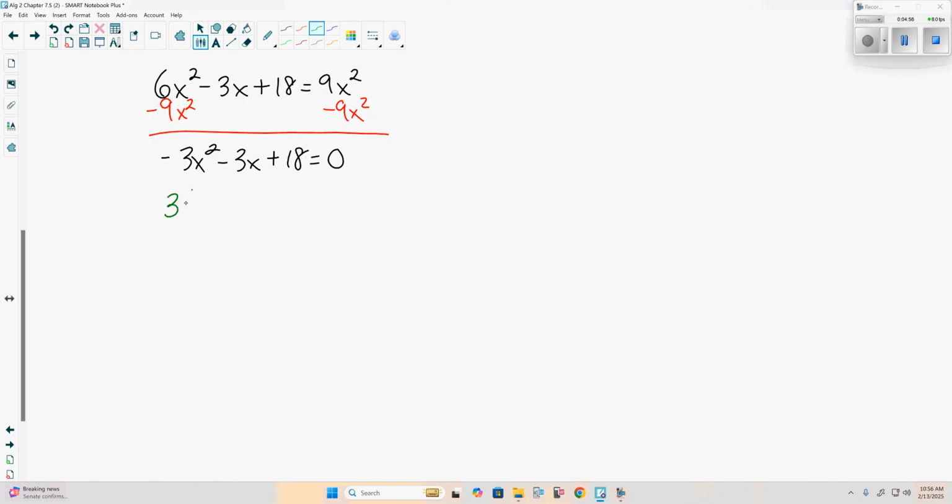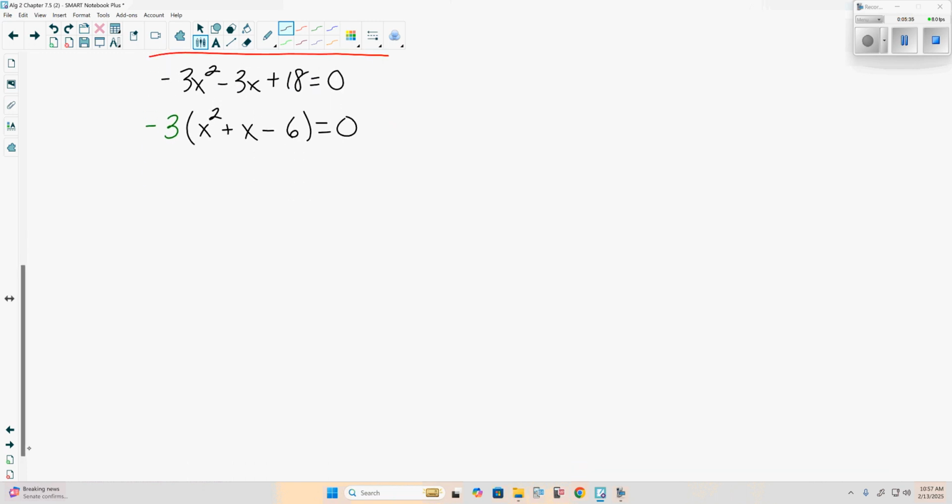More specifically, I'd factor out a negative 3. The reason I do negative 3 is because if we're going to factor it, I want the number in front of x squared to be positive. It's going to make factoring nicer. So factoring the negative out is going to flip all of our signs. x squared is going to go from negative to positive. x is going to go from negative to positive. Our constant term 18 is going to go from positive to negative. And then we'll have x squared plus x minus 6.